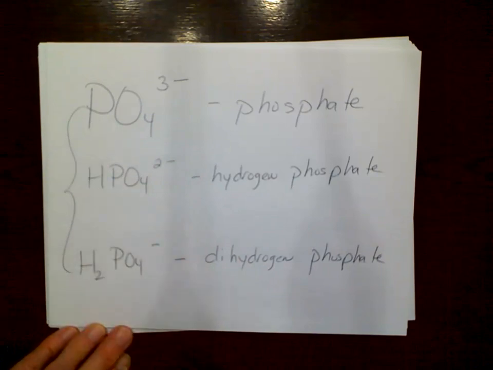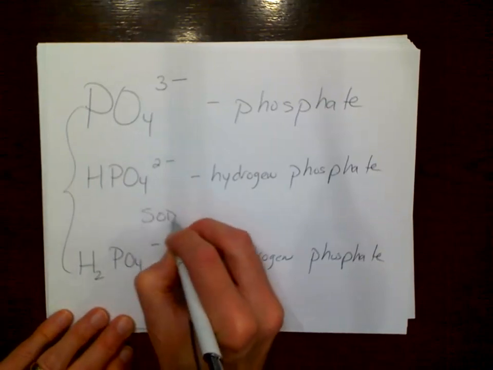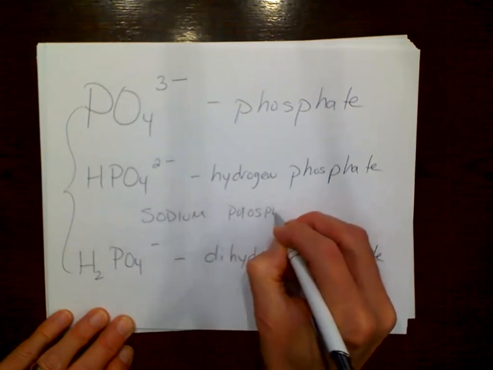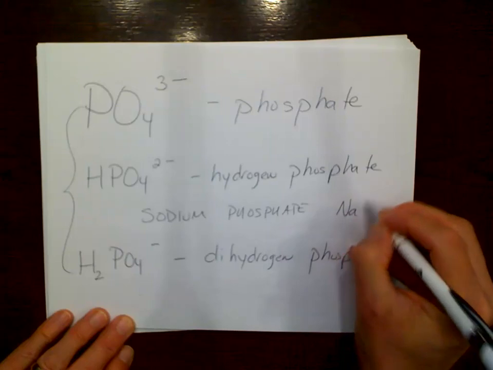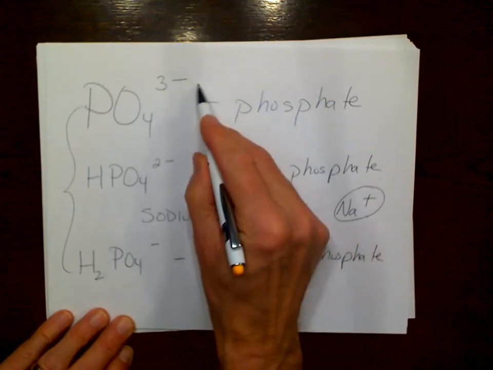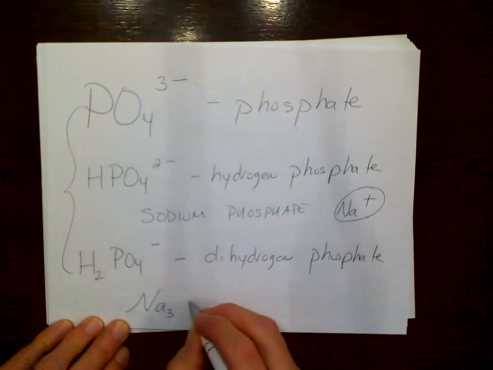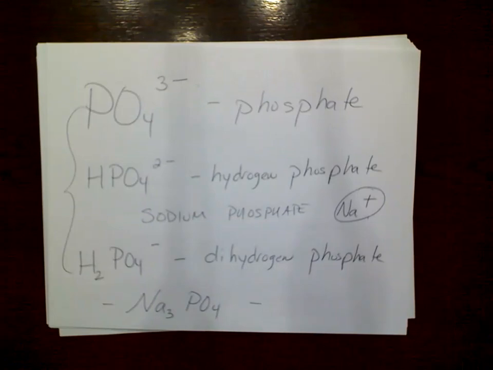And if we were going to write the formula, say, for sodium phosphate, well, sodium's at +1 charge. We're going to need 3 of these to balance that -3. And so the formula for sodium phosphate would be Na3PO4. And that's your formula for sodium phosphate.